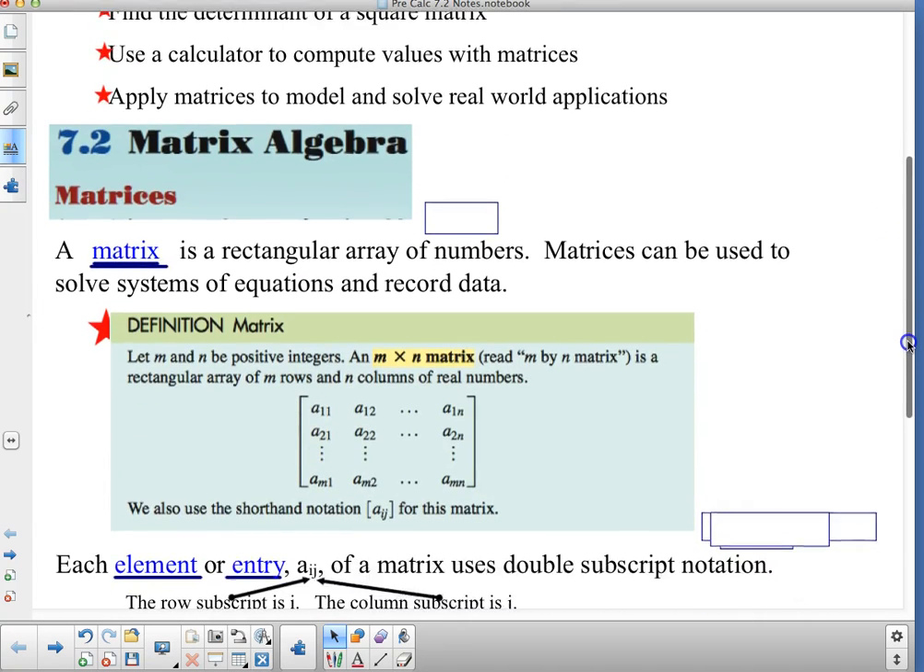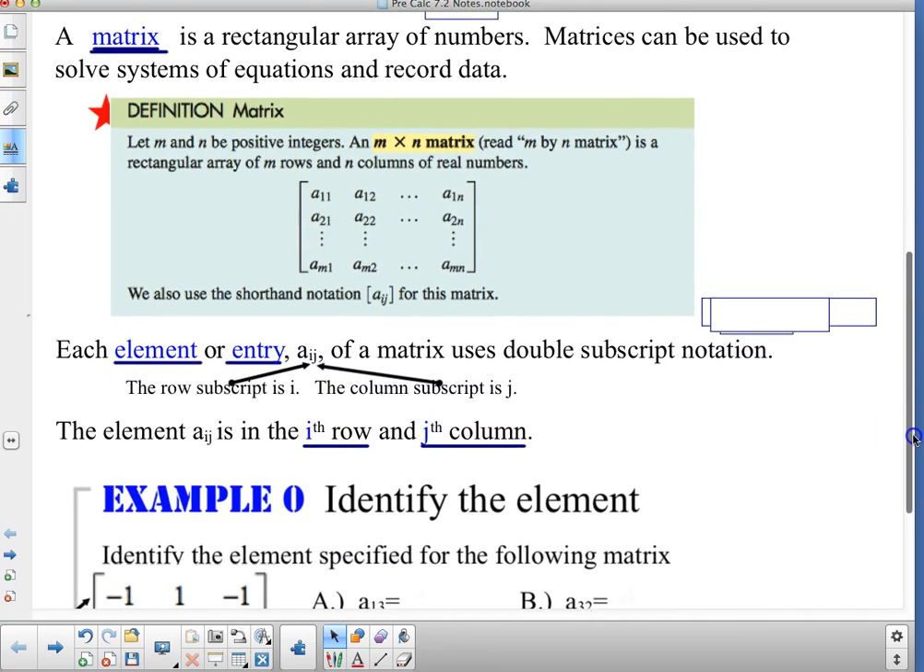A matrix is a rectangular array of numbers. Matrices can be used to solve systems of equations and record data. If you're in a computer program, they refer to them as arrays. It's almost funner to deal with them that way because you have hooray, array.